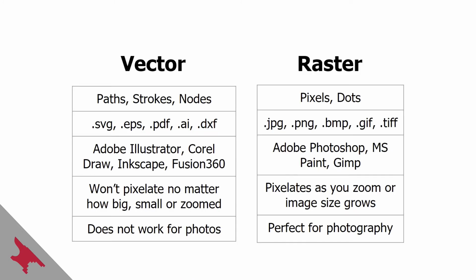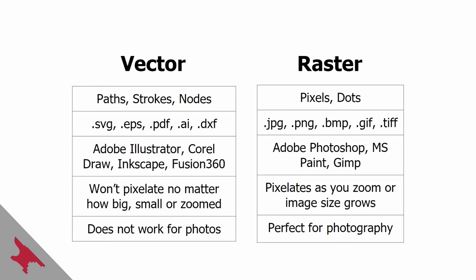To recap, no matter what your project is, vector images are going to use paths, strokes, and nodes, while raster images are made up of pixels. Vector file formats are different than raster file formats. Some of the programs you could use for vector drawing as a hobbyist, in order of cost from most to least, are Adobe Illustrator, Corel Draw, Inkscape, and Fusion 360, just to name a few. For raster images, you'll use programs like Adobe Photoshop, Microsoft Paint, or GIMP.